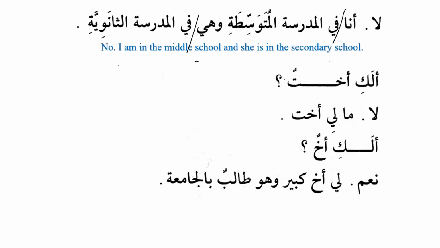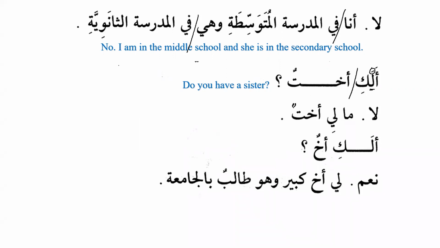Alaki ukhtan, we have learned in the previous lesson that when we talk about relationships, we use the preposition li. And we know that when li is used with attached pronouns, it changes into la, as we can see over here. So, alaki ukhtun, do you have a sister? La, no. Ma li ukhtun, no, I don't have a sister.